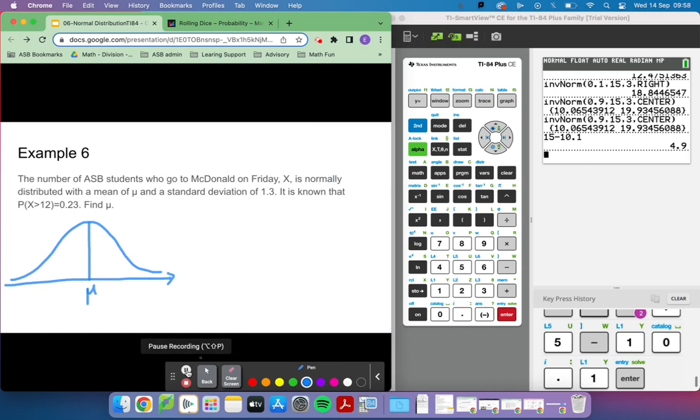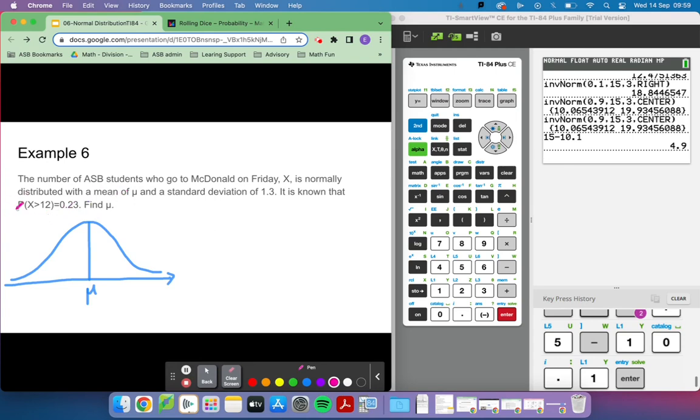And our last example for today is very different from the others. The number of ASB students who go to McDonald's on Friday, X, is normally distributed with a mean mu. We don't know what the mean is, and a standard deviation of 1.3. It is known that the probability that x is bigger than 12 is equal to 0.23. Find the mean. So here we're slightly different.